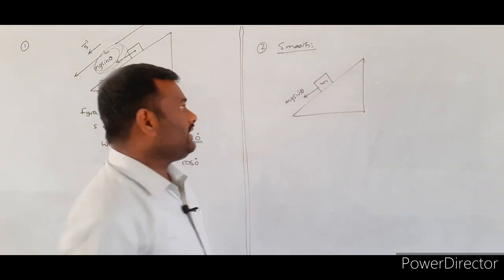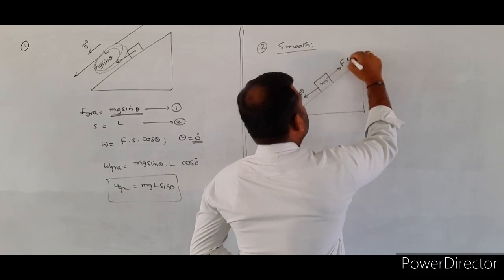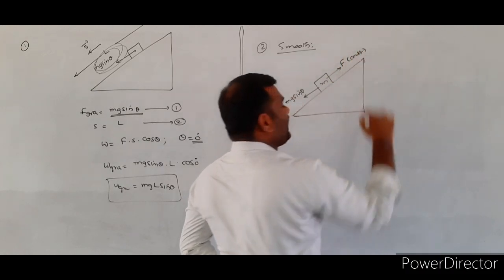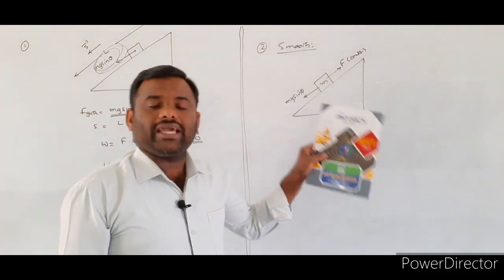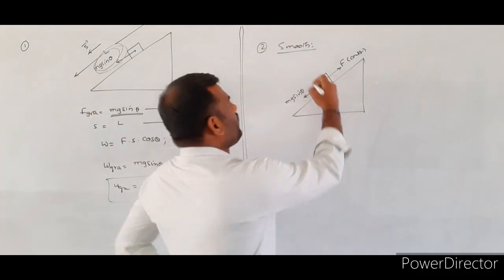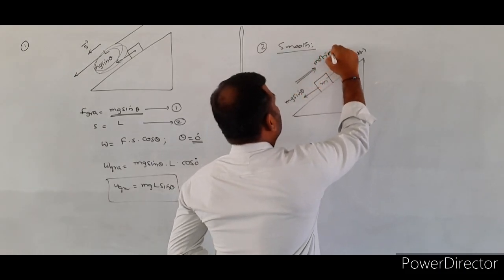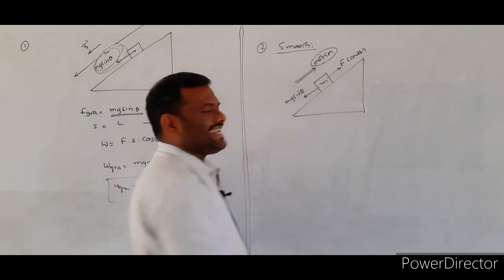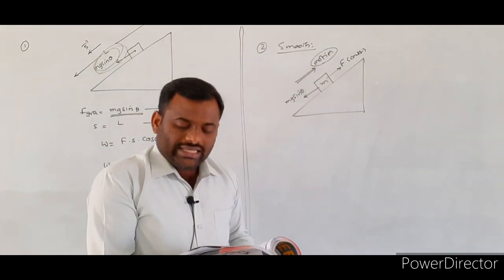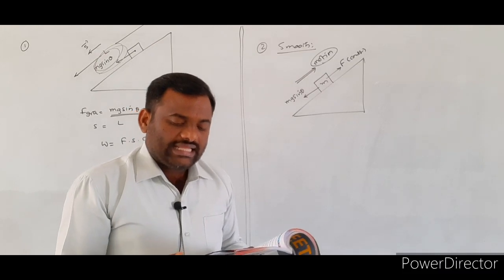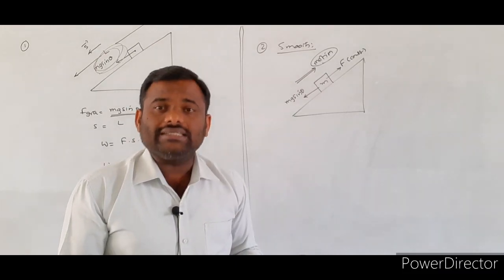Now what they are saying is that over this given body, we are applying a constant force in the upward direction. With the help of the external force, the motion of the body will be up the plane. So the motion of the body in the second case is moving up the plane. And they are asking, if L is the length of the given inclined plane, the work done by the resultant force.